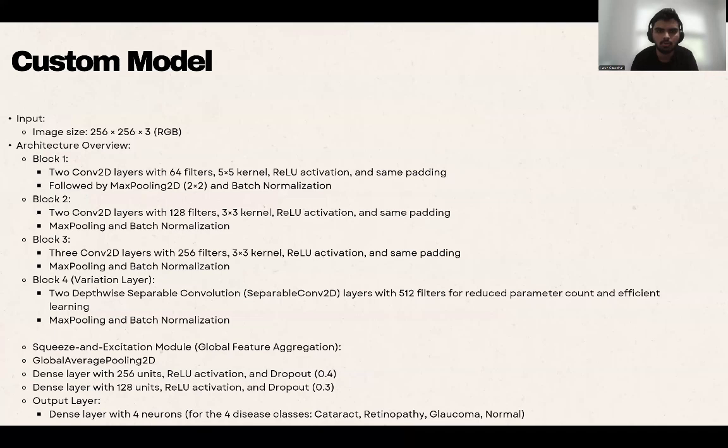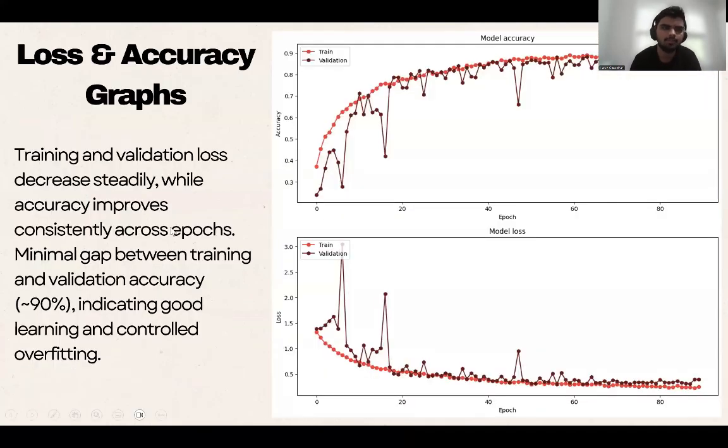Now, moving on to the loss and accuracy graphs. So as you can see from over here, the training and validation loss decrease steadily, while the accuracy improves consistently across each epoch. And there is a minimal gap between the training and validation accuracy after around epoch 60. We had used early stopping for our training to prevent overfitting. And as you can see from the graph, the minimal gap between both of these accuracies indicates good learning and controlled overfitting.